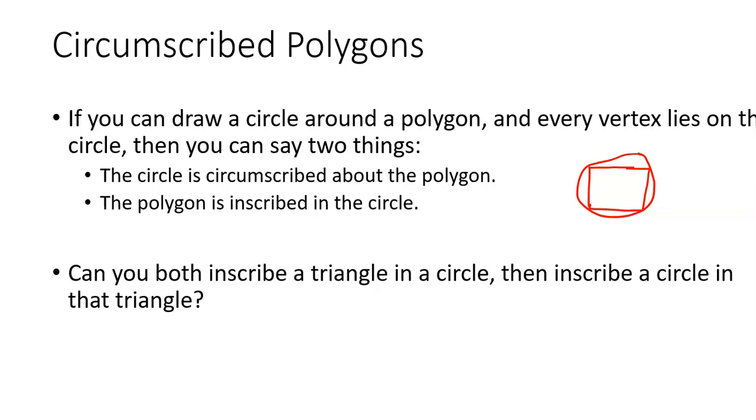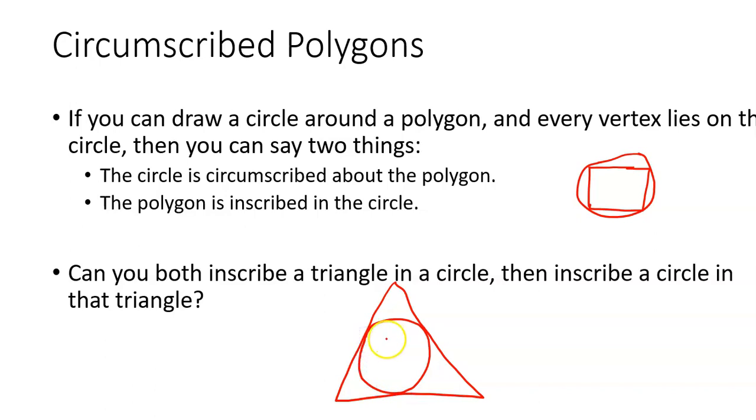So my question was, can you both inscribe a triangle in a circle and then inscribe a circle in a triangle? Inscribe a triangle in a circle and then inscribe the circle in the triangle. Well, you might actually want to start with the other direction first. So you might want to start by inscribing the circle in the triangle. All right, so inscribe the circle in the triangle. This is not going to be perfectly round, but we'll give it our best shot.